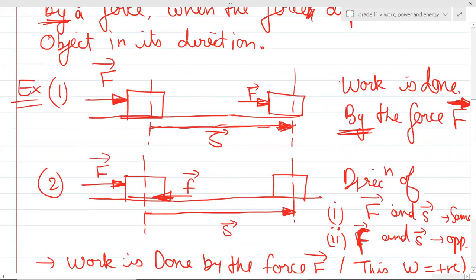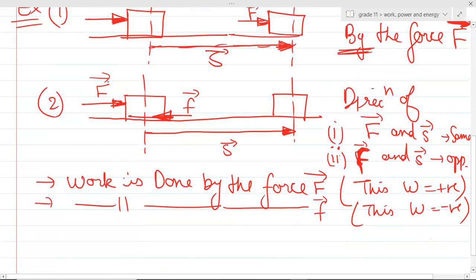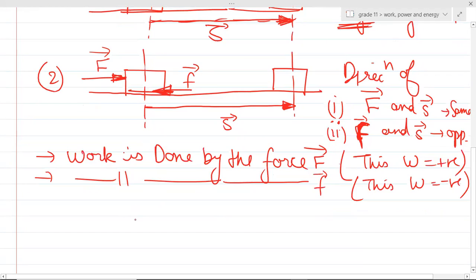In the second case we applied friction as well. When we applied friction, we said the work is done by both the forces. Can you see F is also doing work and small f is also doing work, but the work done by capital F is positive whereas small f is negative. Why is it positive and negative? Because in the direction we define it as positive and in the opposite direction it is negative. We'll talk about this positive and negative work later. Okay?